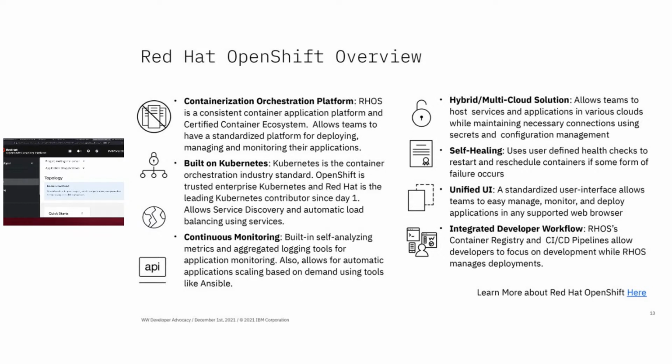I'm not going to cover everything on this slide. I encourage you to check out the slides on the workshop resources page, but essentially it has a lot of features like a unified UI. So anybody who uses Red Hat OpenShift knows what's going on. And it also allows for hybrid multi-cloud solutions, meaning you can have your Red Hat OpenShift in different clouds like Azure, IBM Cloud, AWS.